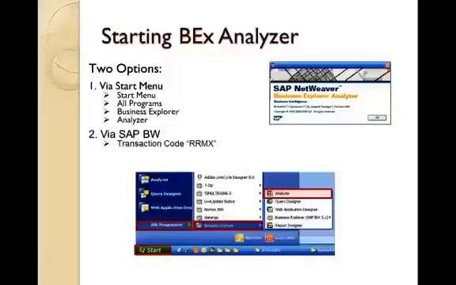There's another way to run this program, though, which is inside BW. After we log into BW, if we want to execute the Analyzer, we can use the transaction code RRMX. So for this particular tool in Business Explorer, there are actually 2 ways to run the program. For other tools, this is unique to BEX Analyzer.